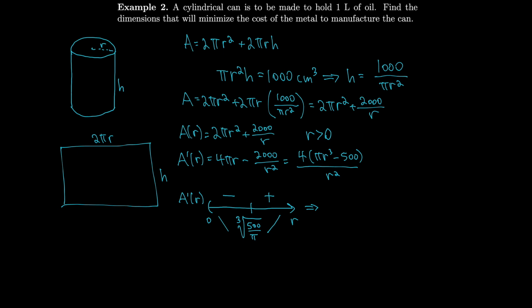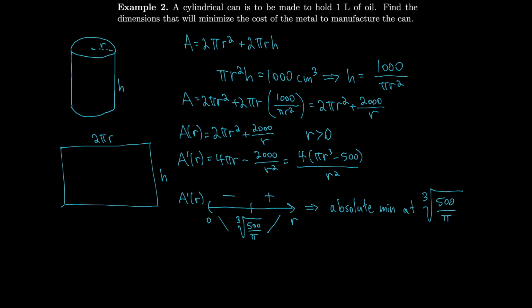Well, notice that this thing starts at 0, then it goes down, hits this minimum, and then it goes up as r goes to infinity. So on this interval from 0 to infinity, even though it's not closed, there's no other way we could have any other minimum value smaller than at the cube root of 500 over pi. So in this case, the local minimum actually will be an absolute minimum. So we have an absolute minimum at the cube root of 500 over pi.